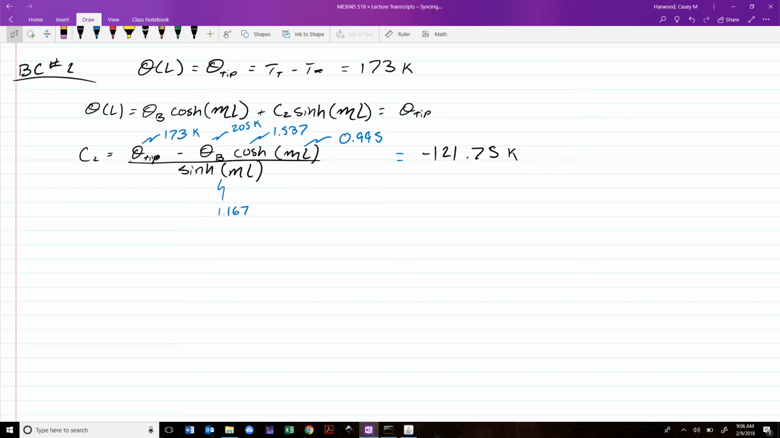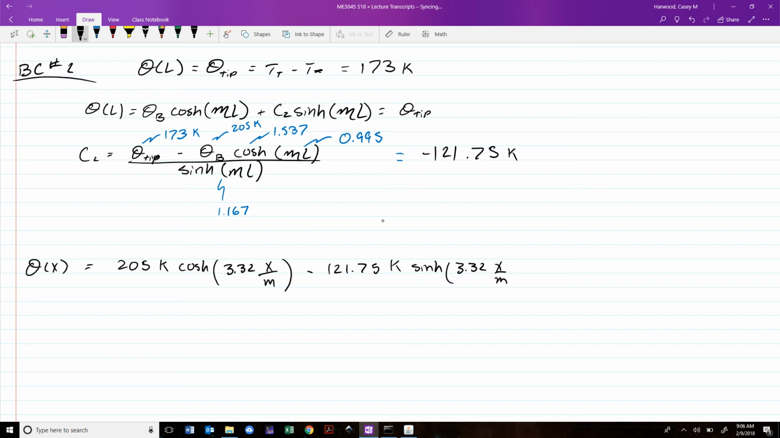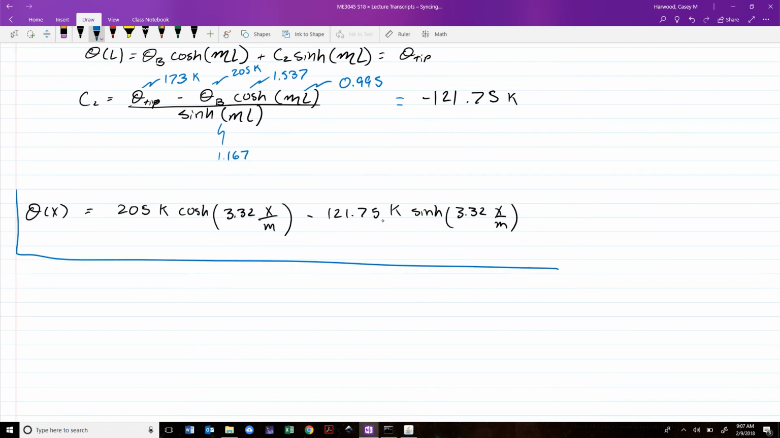So at this point, we've got C1 and C2. We can just plug those into our expression for theta x. So theta x is going to work out to 205 Kelvin cosh of 3.32 x per meter, minus 121.75 Kelvin sinh of 3.32 x per meter. And that gives us our final temperature distribution.